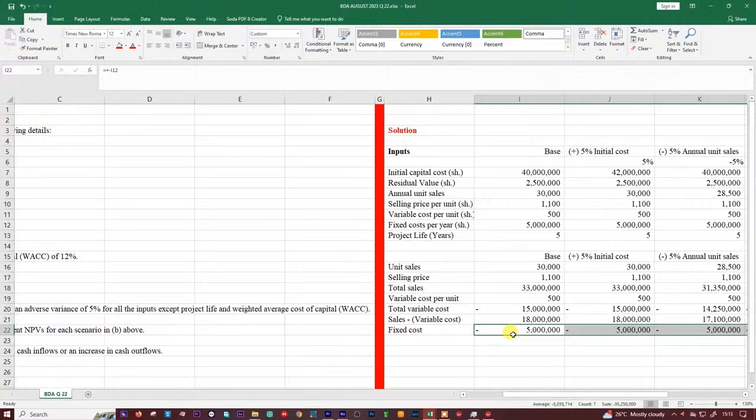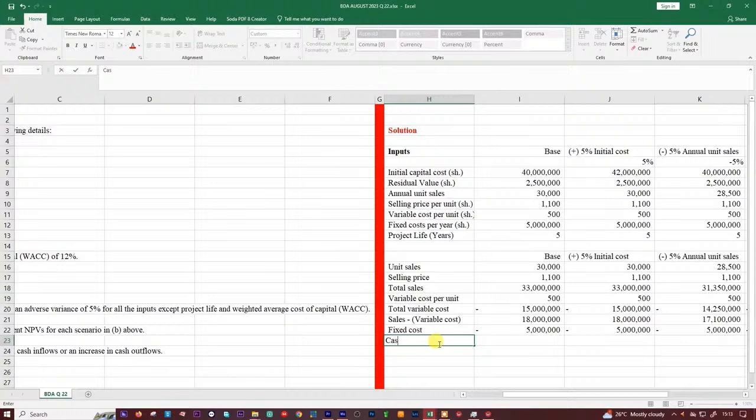And with that, we can then identify the cash flows. So the cash flows we have over here are just going to be 18 million, and then we subtract 5 million.